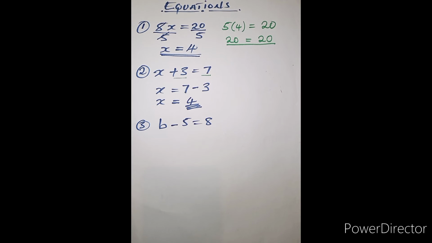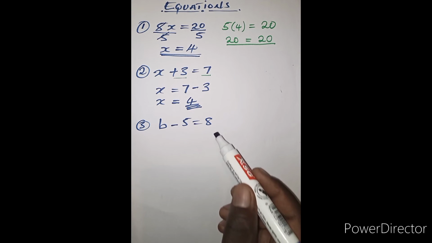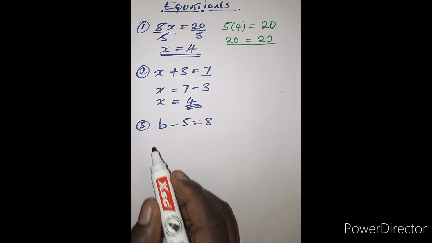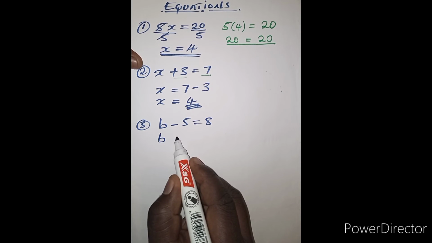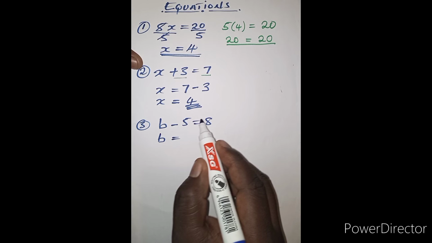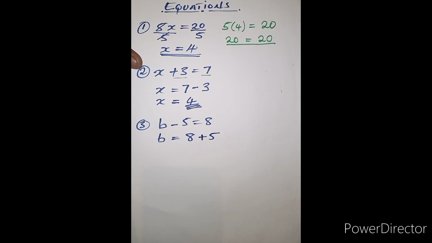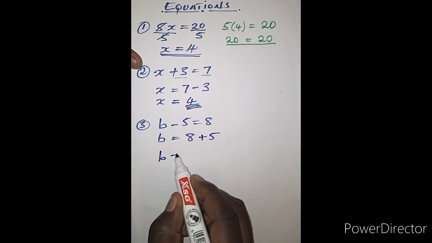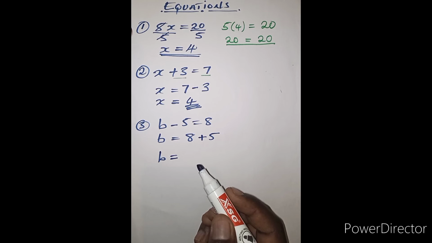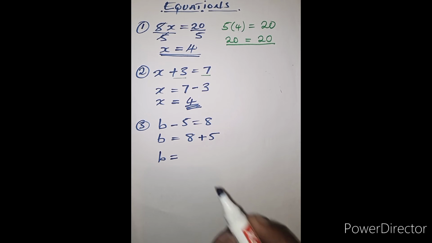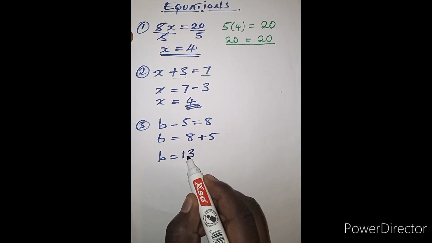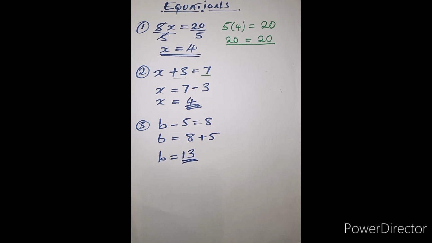To solve this one, just like in the previous example, we are just going to group the like terms. The negative 5 and the positive 8 are like terms. Therefore, I'm going to say b is equal to, I move the negative 5 to the other side of the equal sign. It will become a positive 5 there. So the value of b is simply 8 plus 5, which gives us 13.